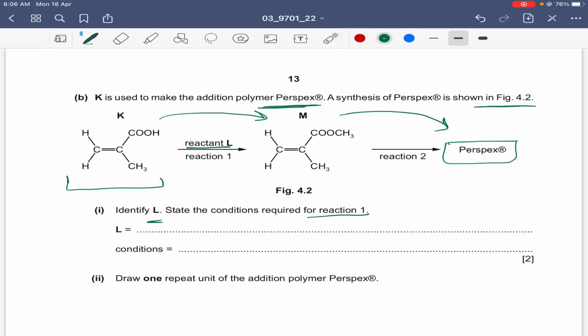So L is the reactant which is reacting with K to form M, right? And you can see the difference in K and M is in K we have this carboxylic acid, and in M it is an ester link, right? So that means K is being reacted with some alcohol, and which alcohol? We have one carbon atom present here, so that means L is methanol, alcohol with one carbon atom, right? So this is methanol, and the condition, this is esterification, so the condition would be concentrated sulfuric acid plus heat.